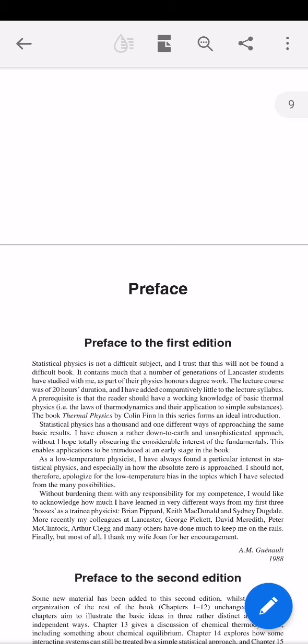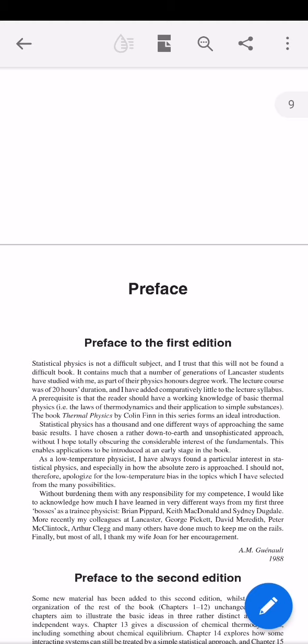It contains much that a number of generations of Lancaster students studied with me as part of their physics honours degree. The lecture course was 20 hours duration, and I've added comparatively little to the lecture syllabus. A prerequisite is that the reader should have a working knowledge of basic thermal physics, like zeroth law, first, second, third law, the Q, the U, and the adiabatic, isochoric, isobaric, isothermal changes, entropy, Arrhenius law, and whatnot. And then we move over to the book Thermal Physics by Colin Finn in the series, which forms an ideal introduction.